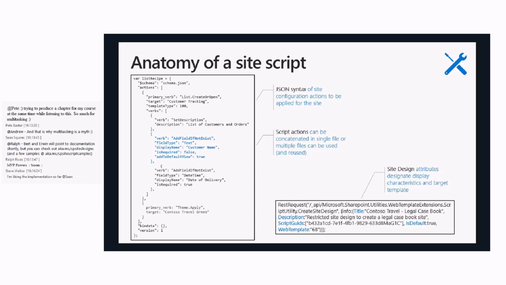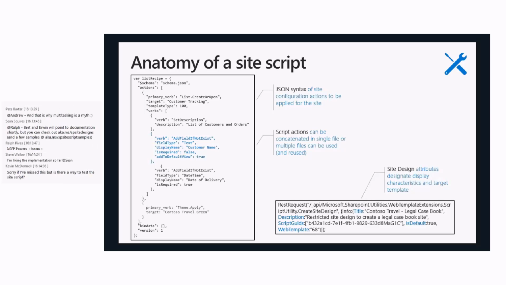So then there are verbs being applied on the action. So there's a set description verb and add field if not exists. So I'm going to add a customer name field of type text, etc. So you can fully configure this. The other action, theme apply, is slightly more simple because it's just telling you which theme to apply. And this theme is a new modern theme, so it's not the classic themes. So these need to be the new modern themes which are defined at the tenant level. But this way you can fully configure and create your site scripts.